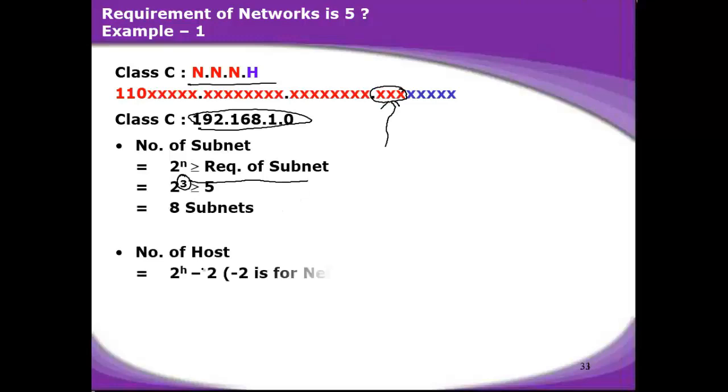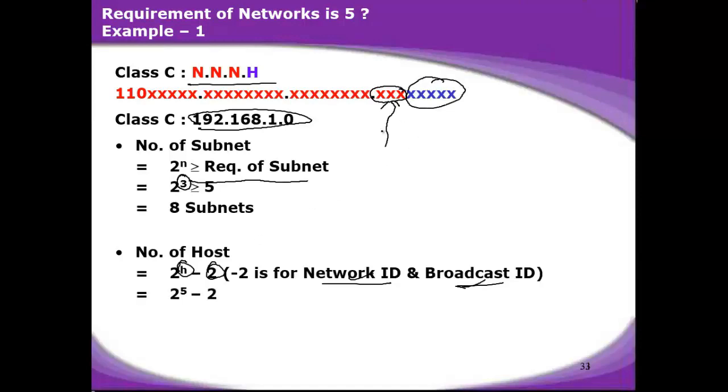So if you calculate the number of hosts, the formula is 2 to the power h minus 2, and the minus 2 is for the network ID and broadcast ID. Because these two addresses, the first address and the last address, you can't use for host address assignment. That's why you're subtracting it here. So 2 to the power h, and h is the value of the host bits out here, and this is 5, and that gives you 32 minus 2, the 30 hosts per subnet.